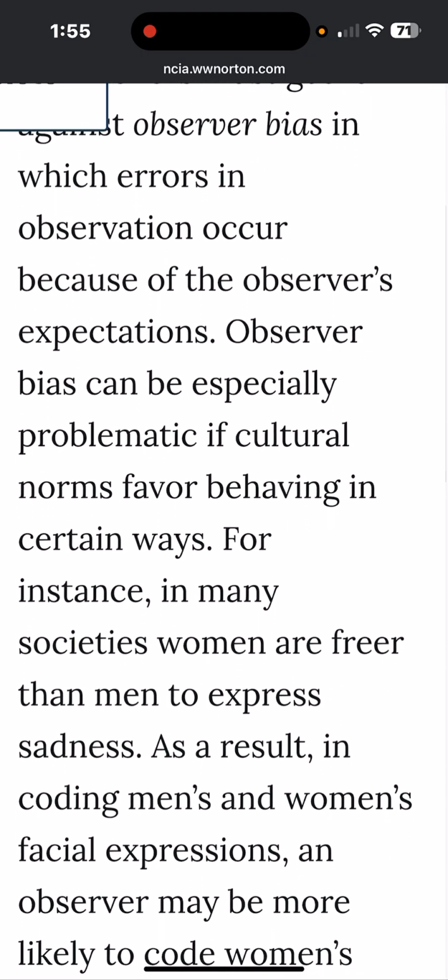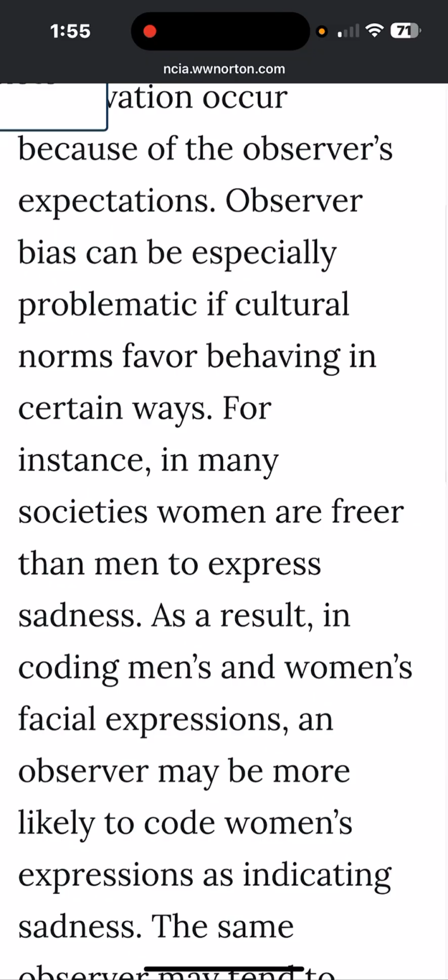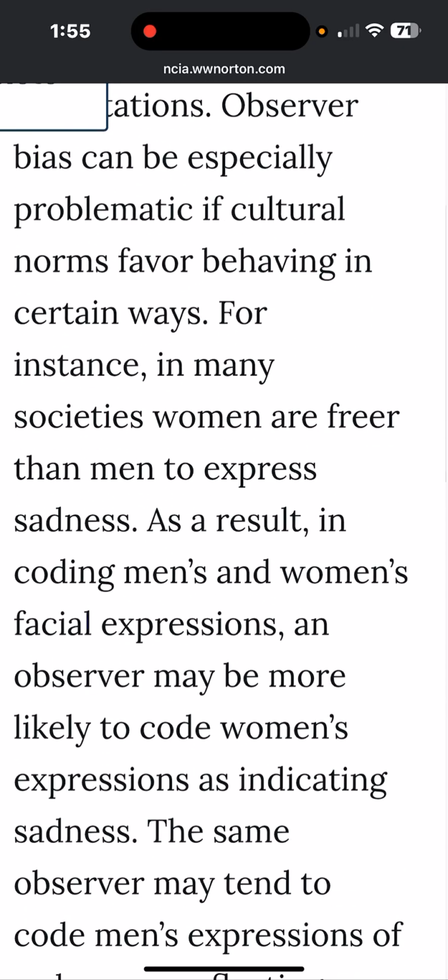Because... slow down. No. The observer bias can be especially problematic if cultural norms favor behaving in certain ways. Let me reread that. No, I'm gonna read it. From the very top of my screen currently, observer bias can be especially problematic if cultural norms favor behaving in certain ways, like not me, goddamn it.